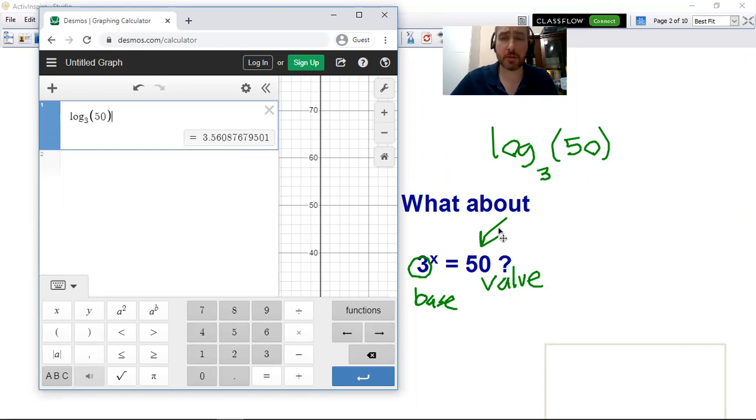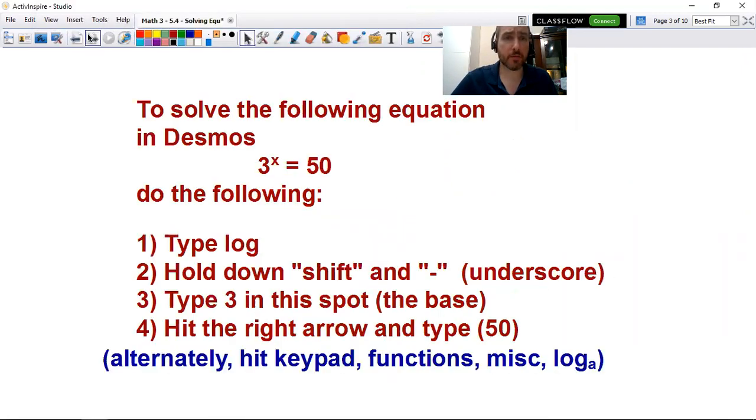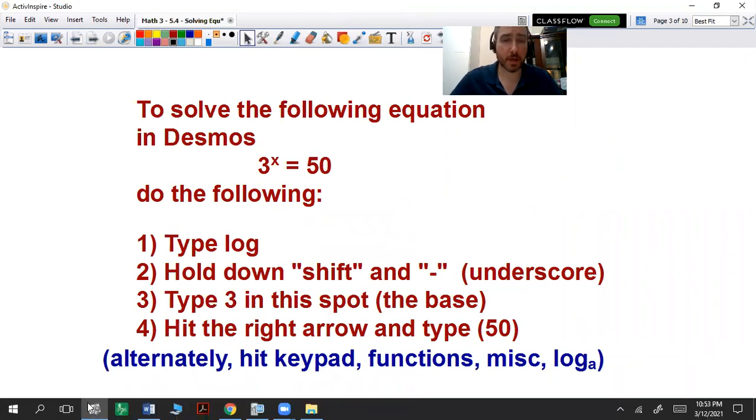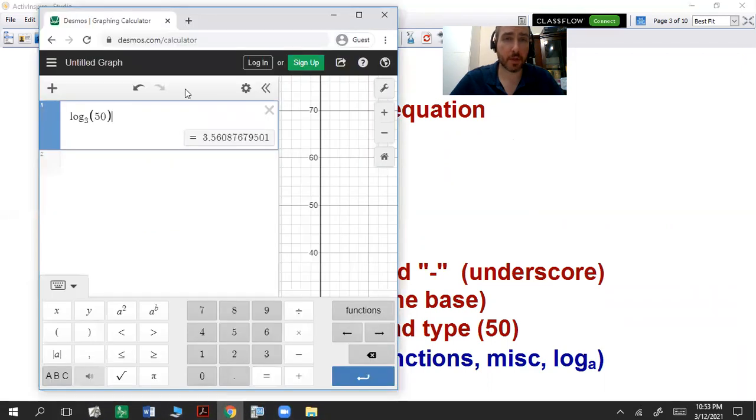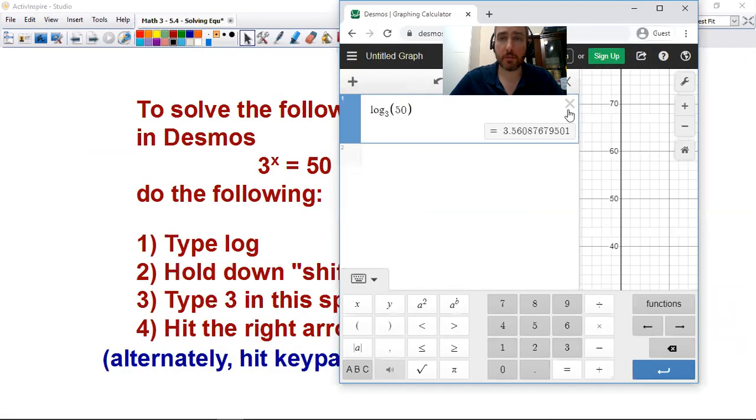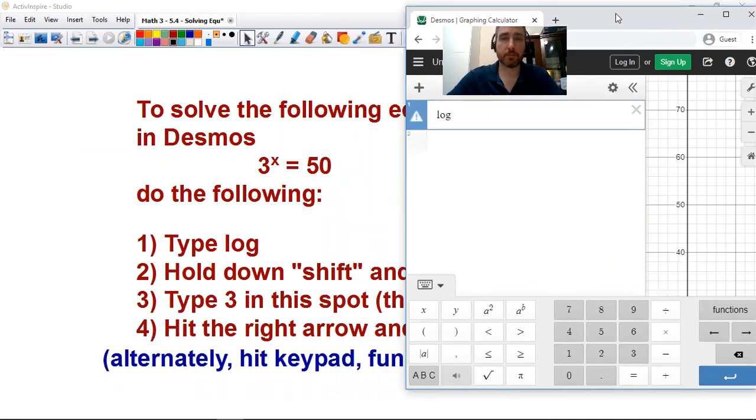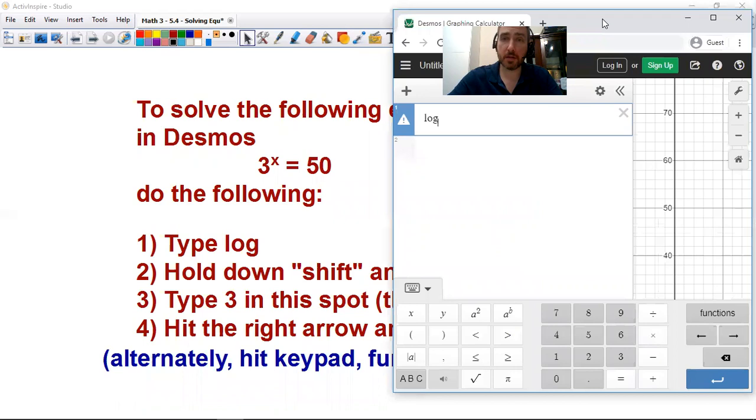It solves for exponents. So just to recap, to solve the following equation in Desmos, I'm going to model it with you one more time. I'll clear this out. You're going to type log, so LOG. You're going to hold down shift and hit the underscore, so shift minus. You're going to type in the 3, right arrow, and then parentheses 50. That's going to get you 3.56.